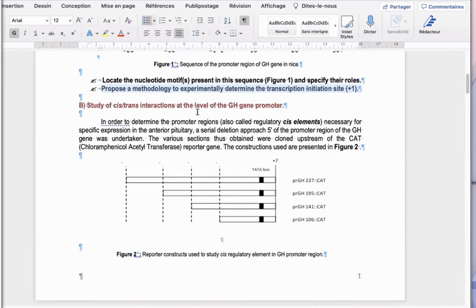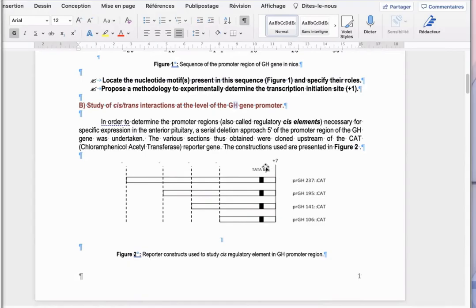So we want to study the promoter of this GH gene. Okay, so look at what is written. In order to determine the promoter region, so we call that cis element, the regulatory element, necessary for specific expression in the anterior pituitary, a serial deletion approach of the 5' promoter region was undertaken. And so this is exactly what we saw before.